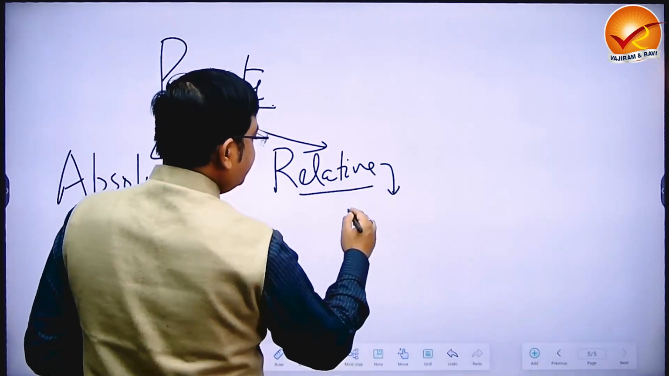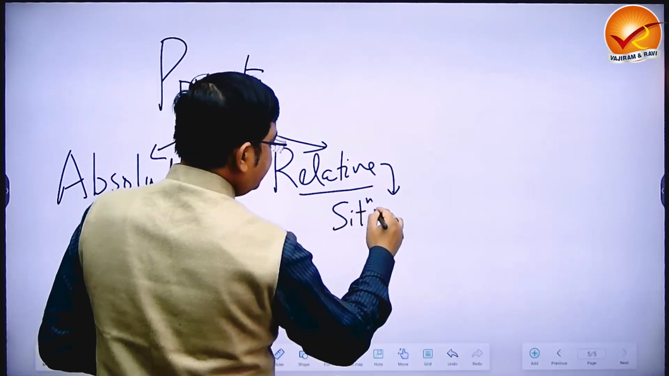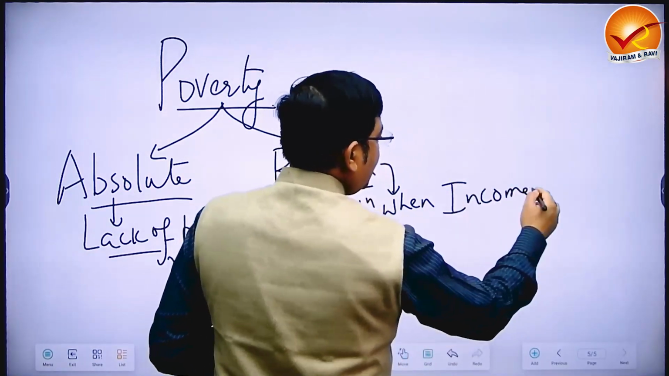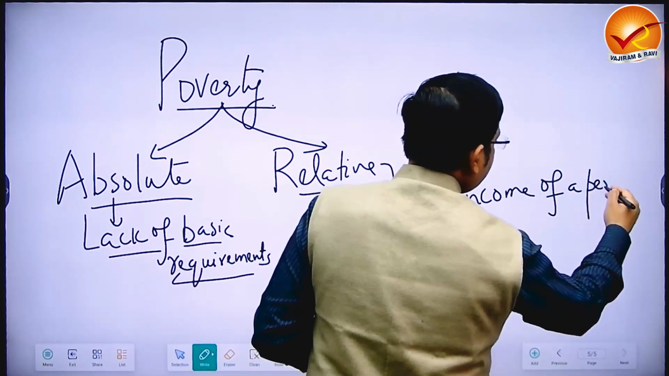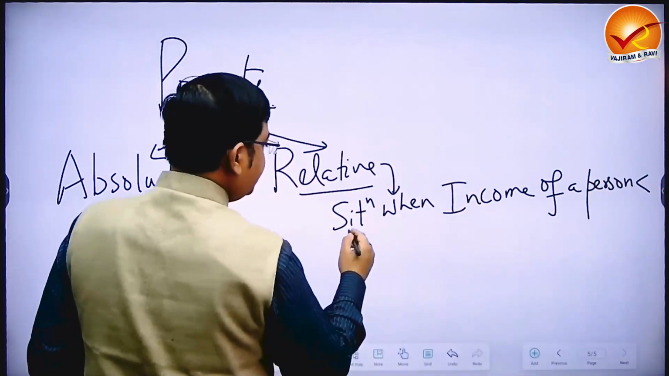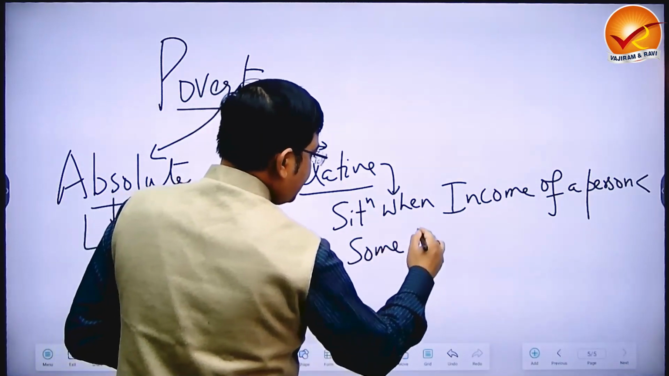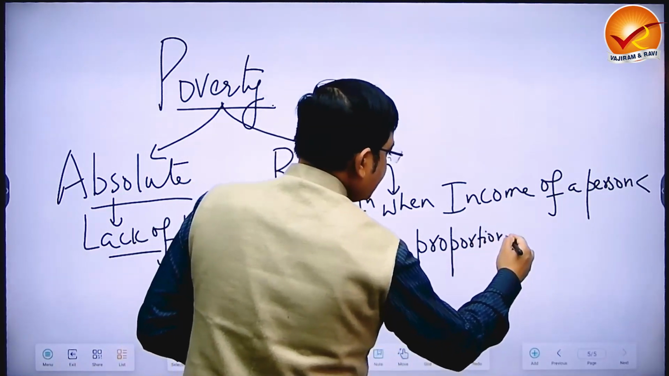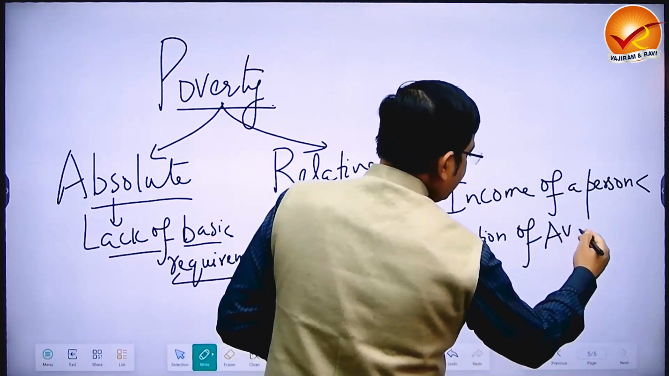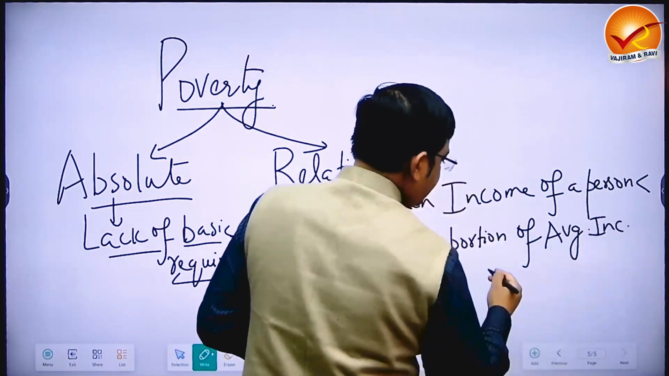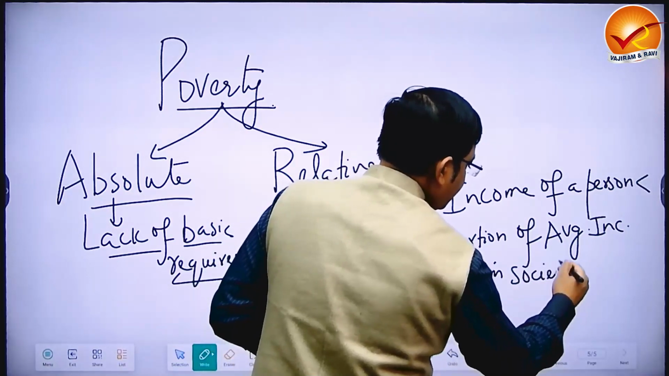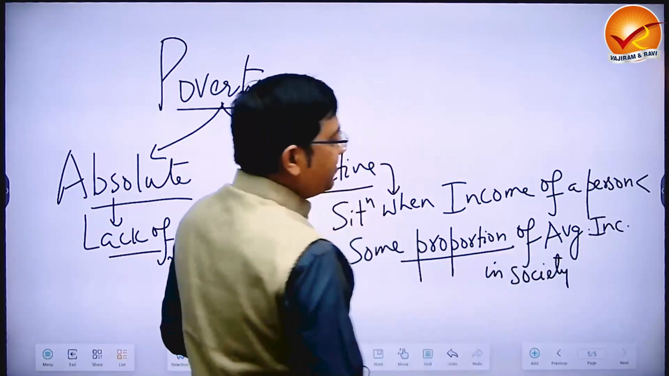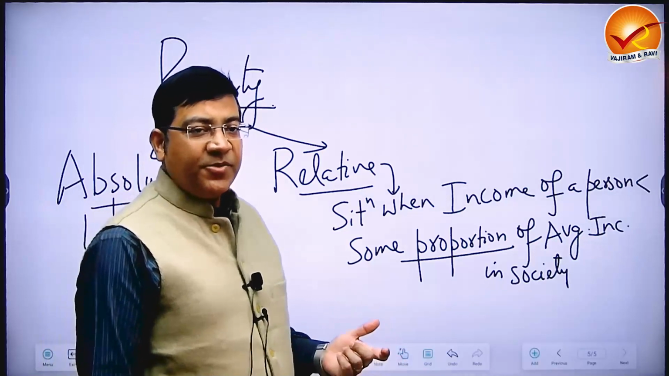Relative poverty means a situation when the income of a person is less than some proportion of average income in the society. Okay, actually I wrote some proportion because this proportion may change from country to country.